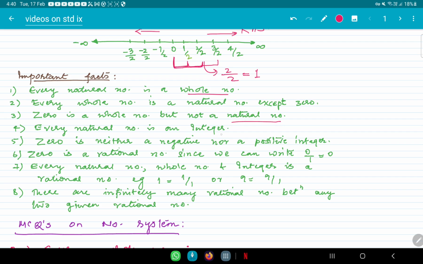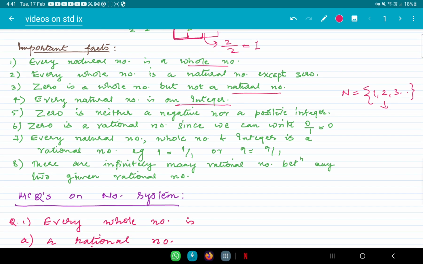Every natural number is an integer, yes. In natural numbers, which type of digits will come? 1, 2, 3 and so on, so they are all integers. 0 is neither a negative nor a positive integer, so we can't say 0 is positive, we can't say 0 is negative.